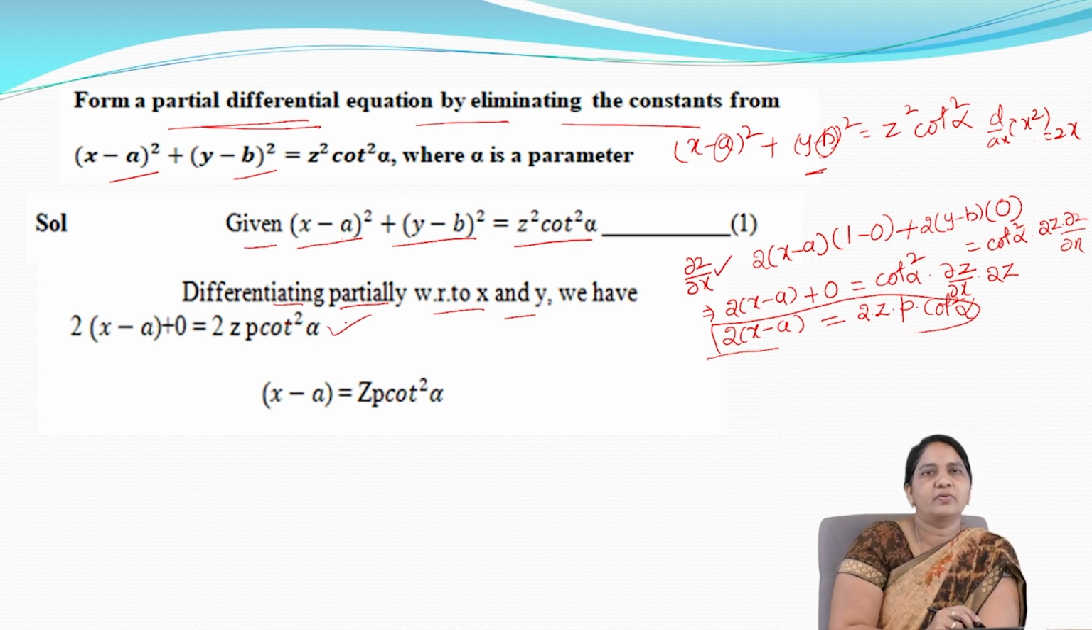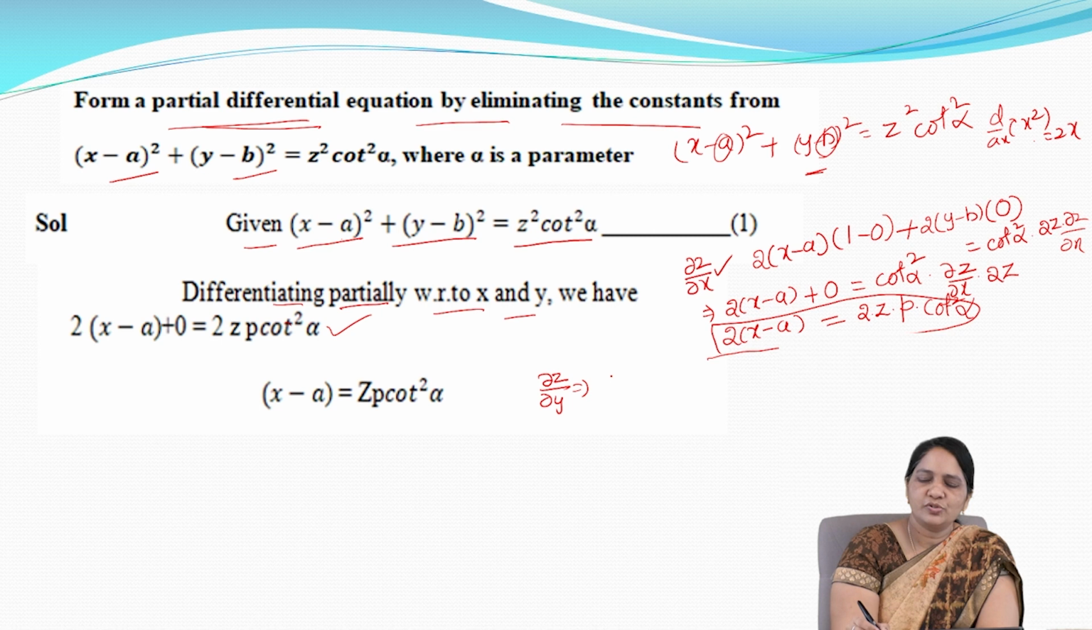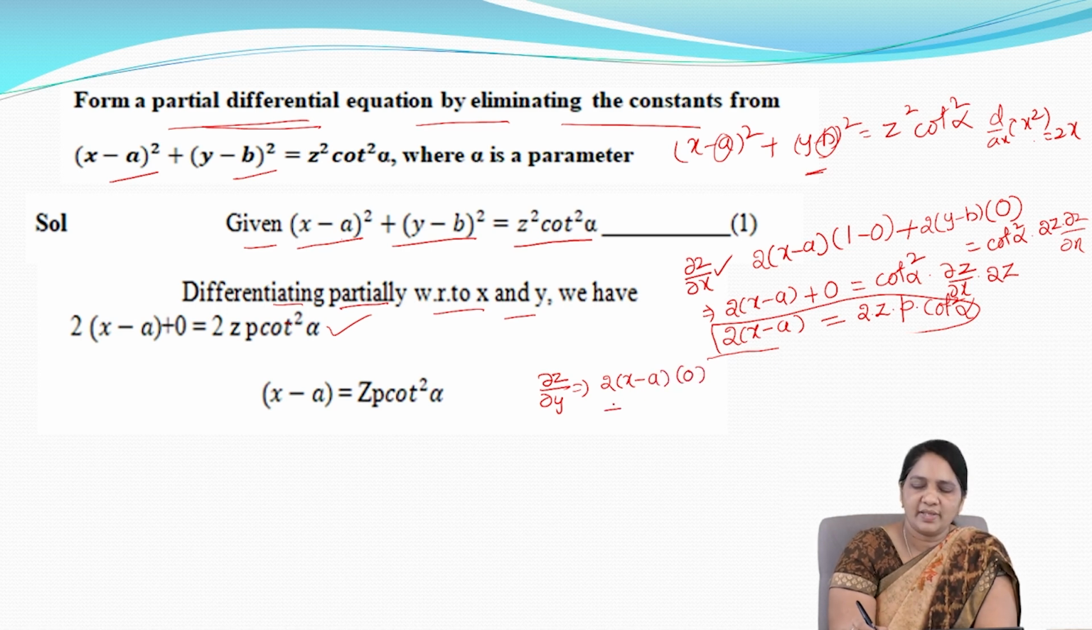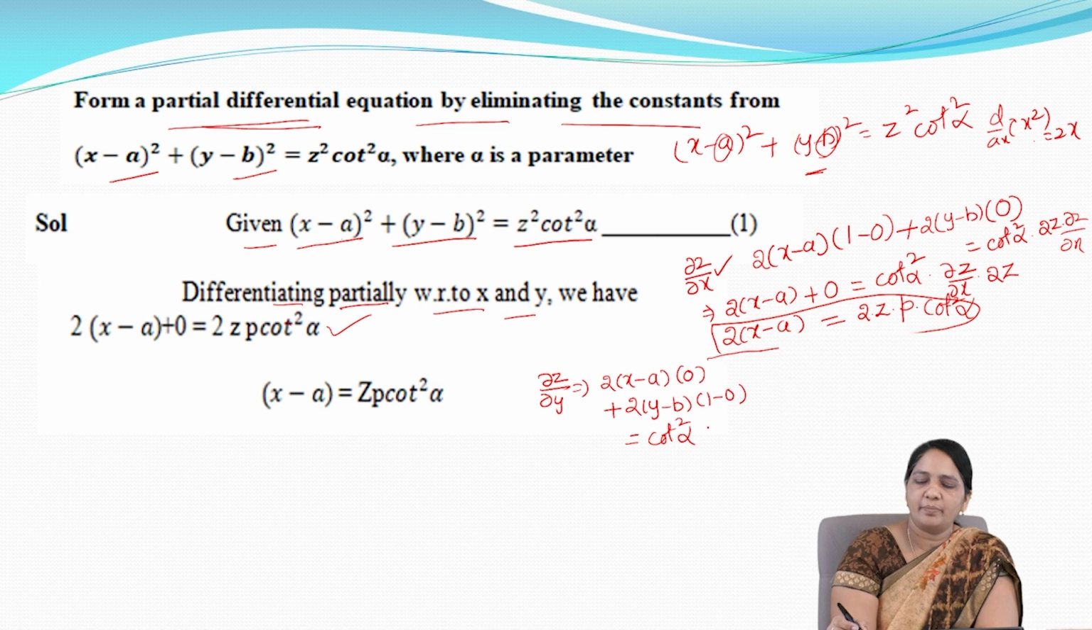Now we are doing it with respect to y. So dou z by dou y: the first term has x as constant, so writing 2 into x minus a, the x derivative is 0, plus 2 into y minus b, the y derivative is 1 minus 0, equal to cot square alpha, which is constant, times the derivative of z square, which is 2z into dou z by dou y.